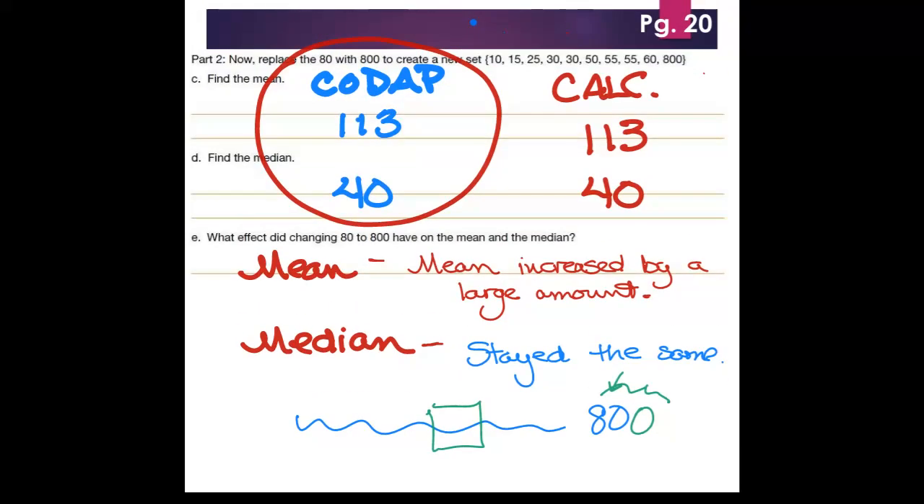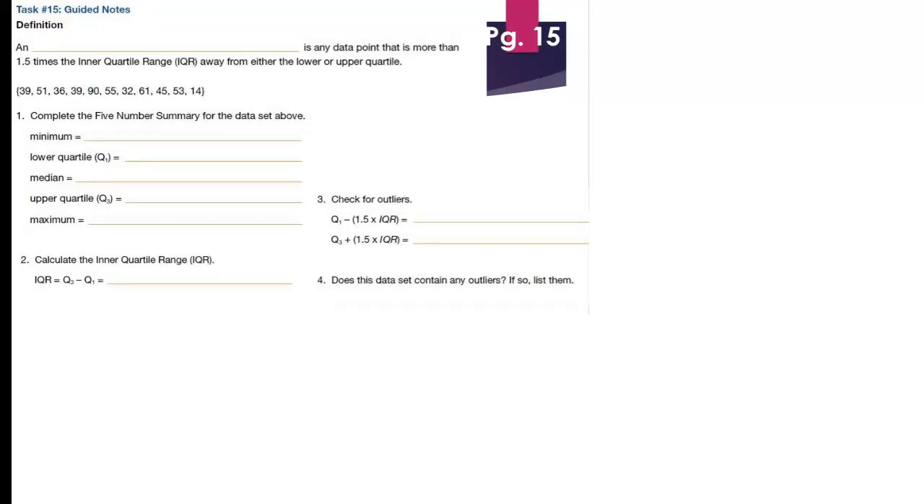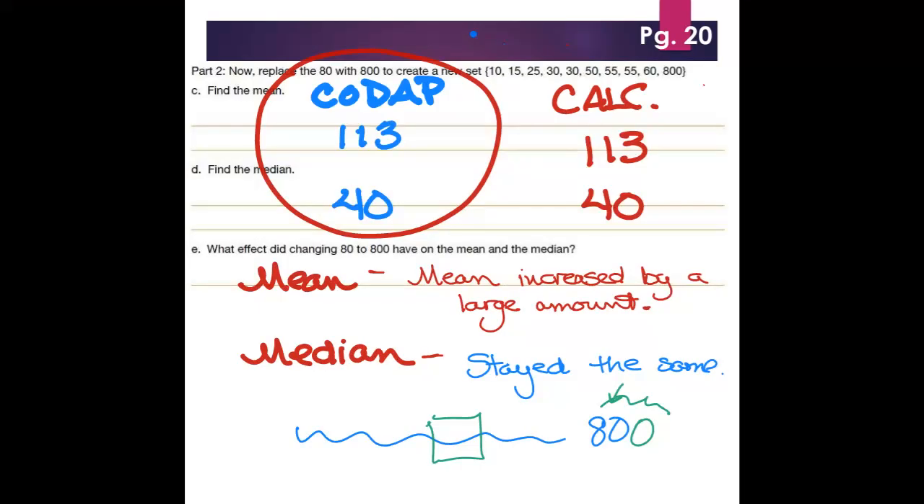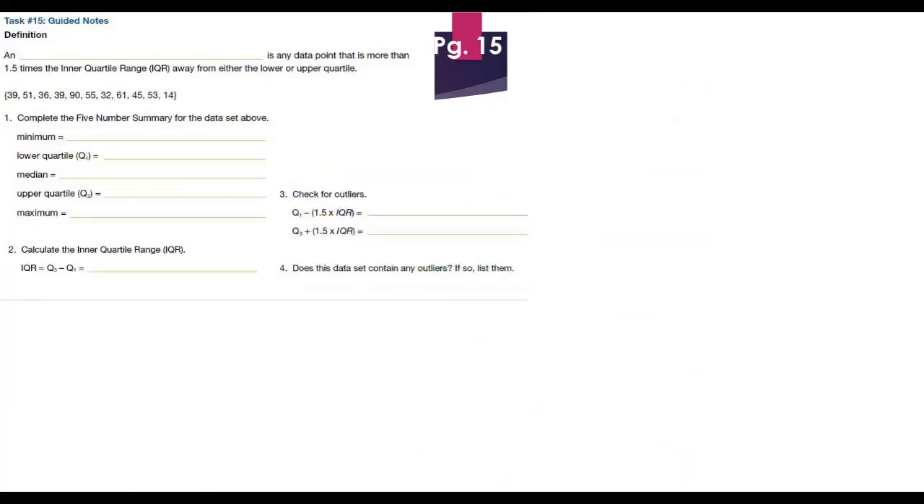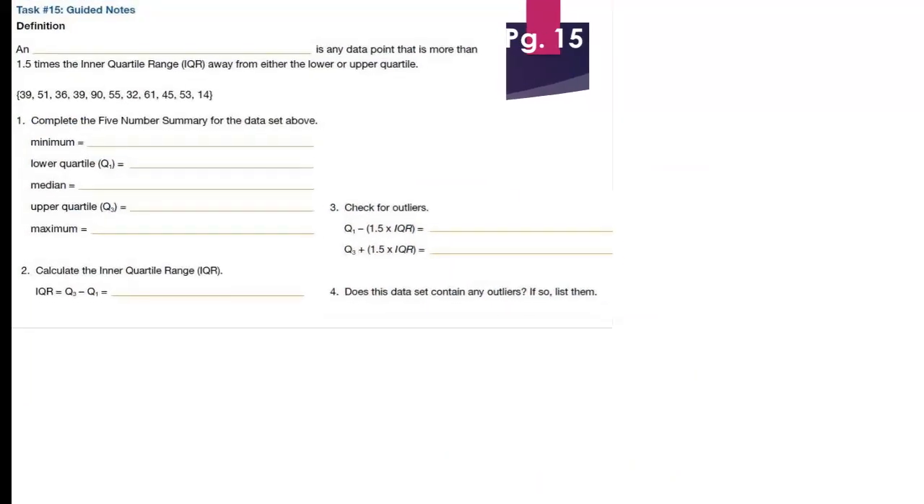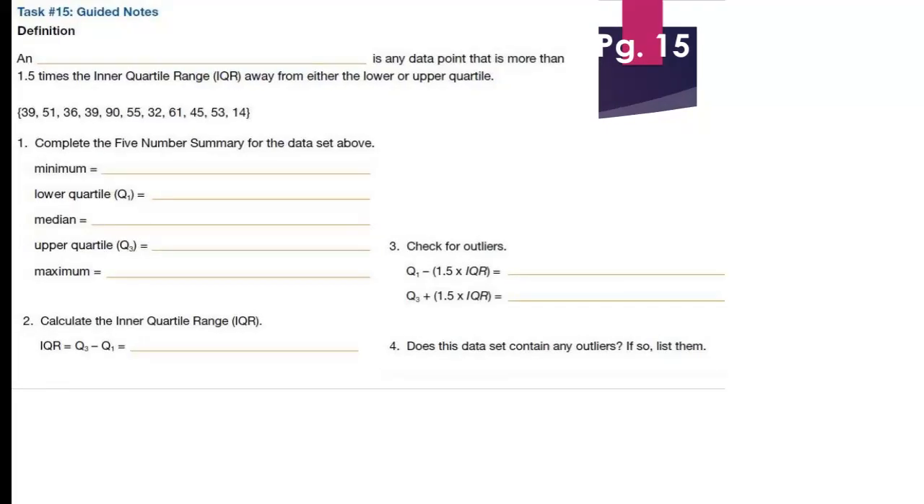All right. Now, please turn your page to page 21. This is going to be a bit of writing, okay? So, definition. This is on page 21, not 15.